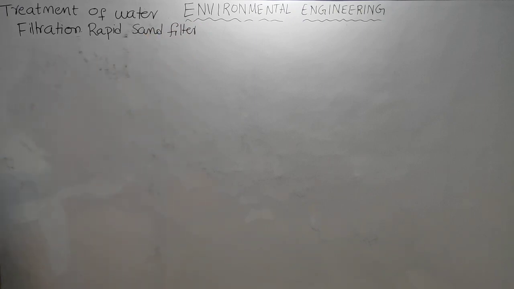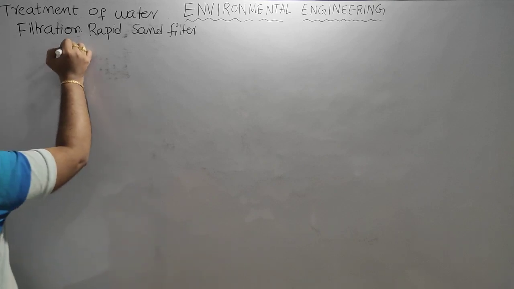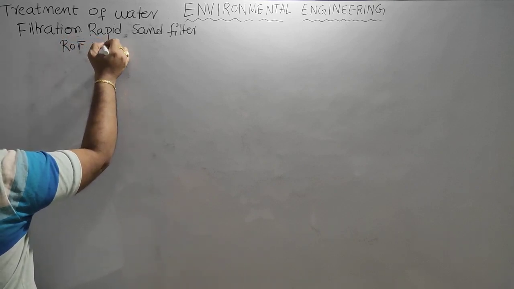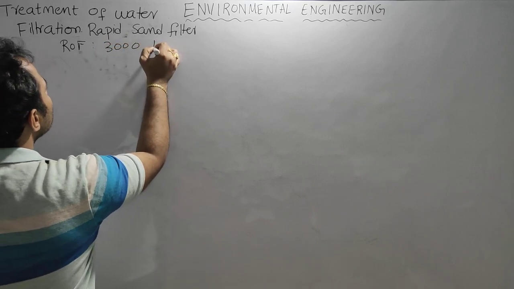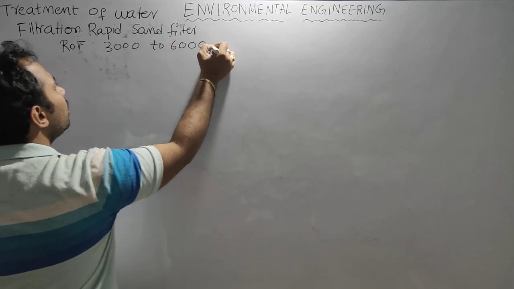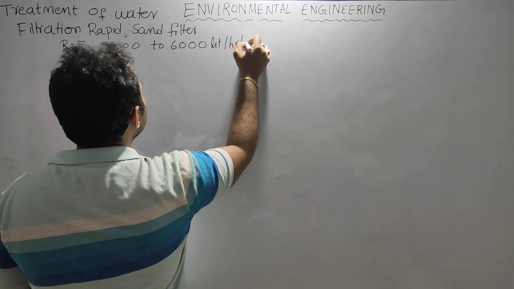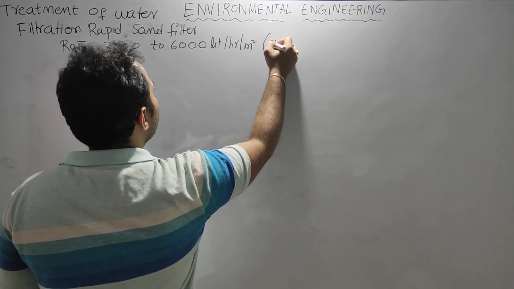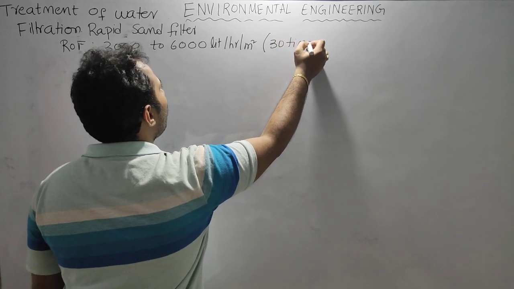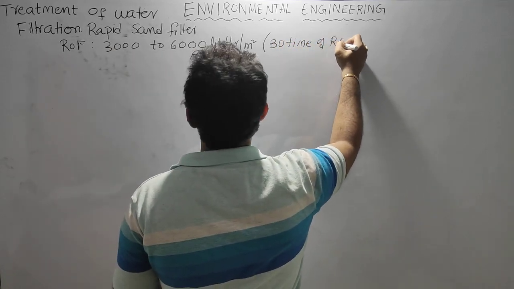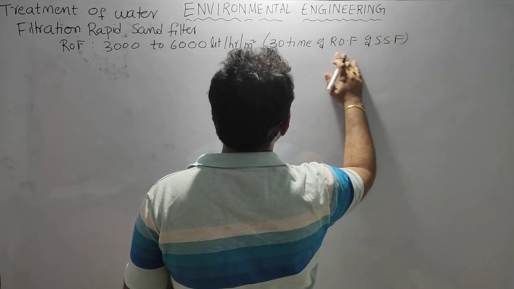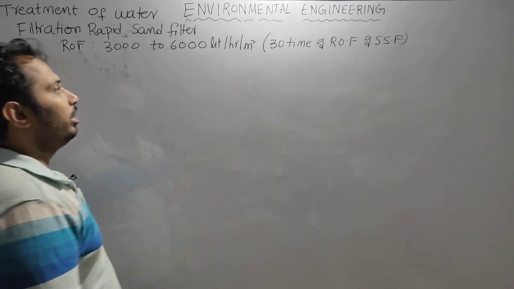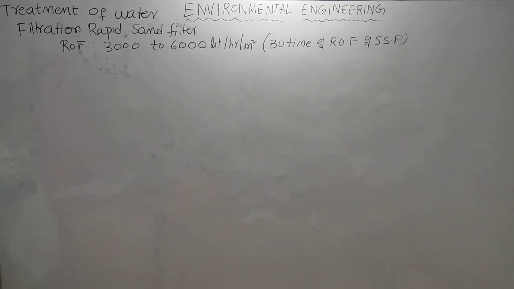The rate of filtration, it is around 3000 to 6000 liter per hour per meter square. That is 30 times the rate of filtration of SSF, 30 times the rate of filtration of slow sand filter. Okay, that is the rate of filtration of rapid sand filter.